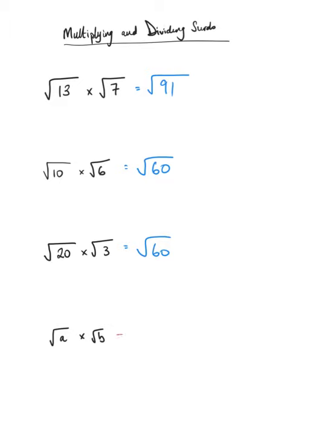The square root of a multiplied by the square root of b is just the square root of ab. So if I've got two different surds, and I want to multiply them together, I can just have one square root sign and multiply the two numbers together.